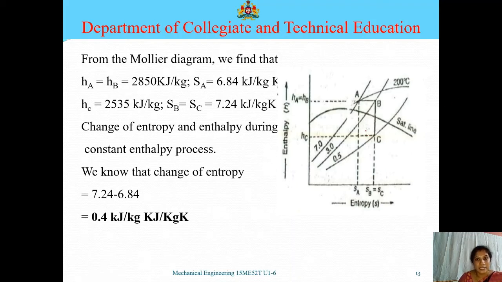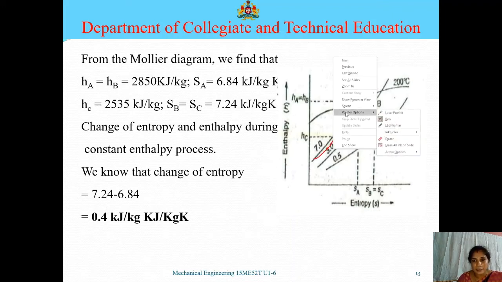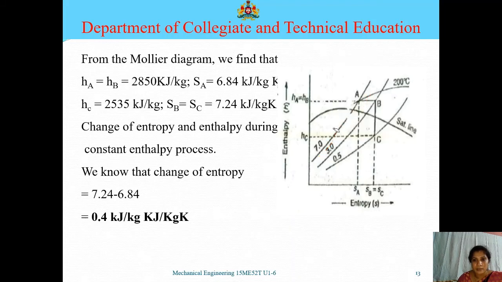So first thing is what? I need to search for the 7 bar pressure line. Pressure line for 7 bar. So if I say this is the 7 bar pressure line, I'll run this. So let us take this as the 7 bar pressure line.